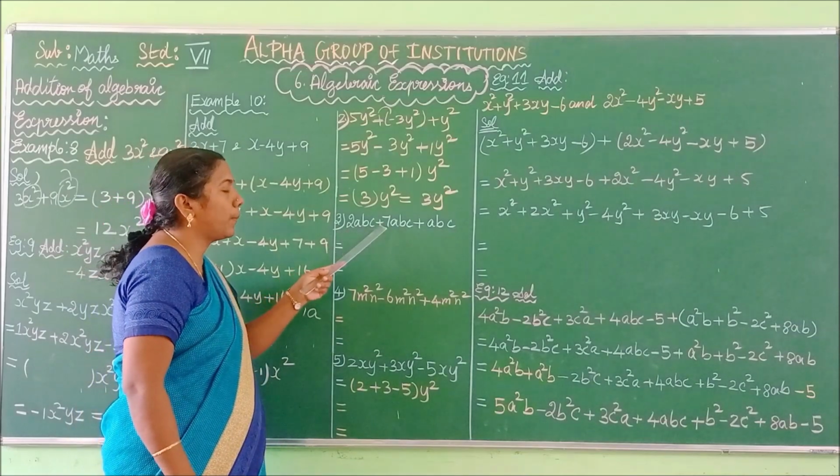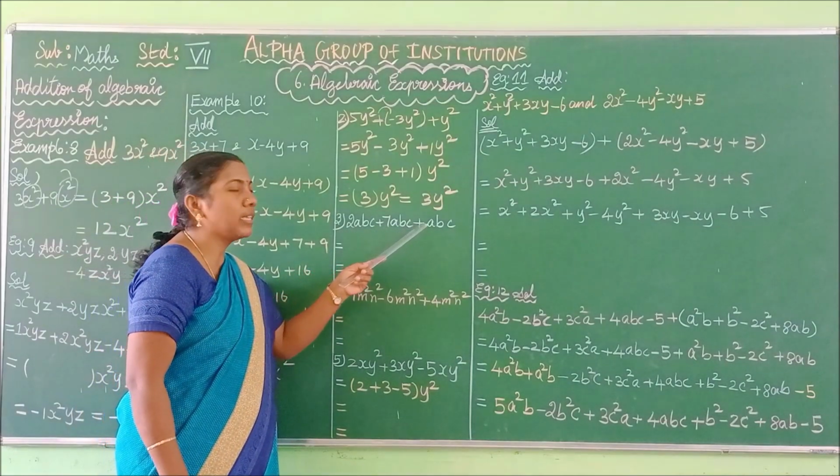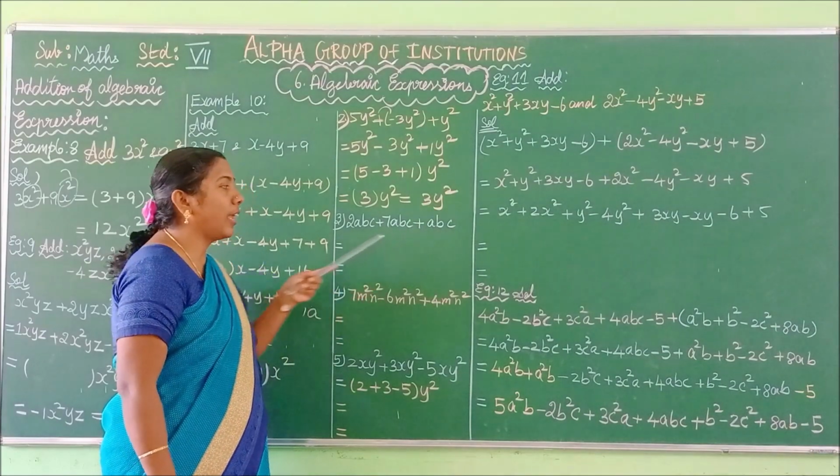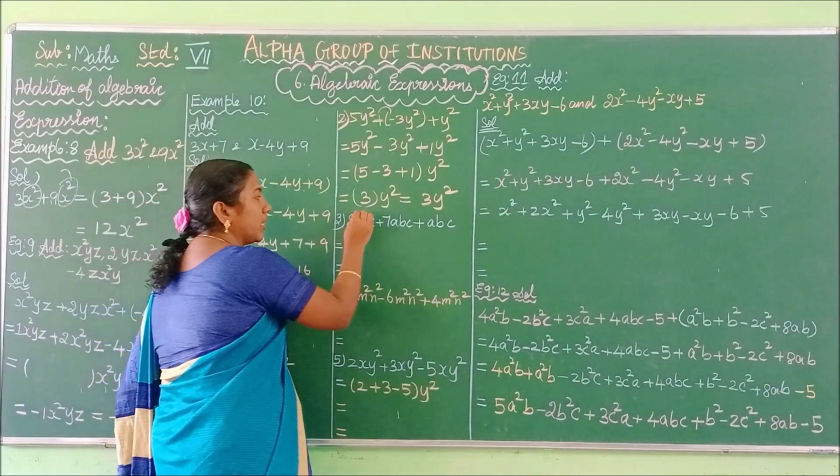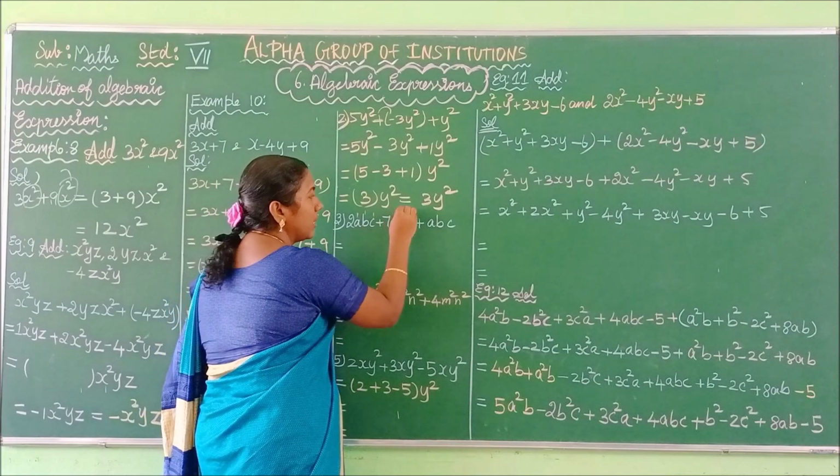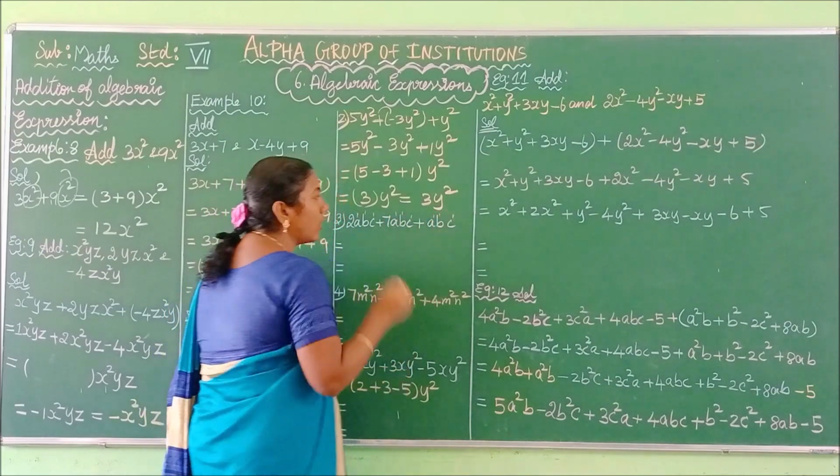See the next sum. 2abc plus 7abc plus abc. Check whether they are like terms. Yes, all are like terms because each of them has abc, and the power of each of a, b, c is 1.